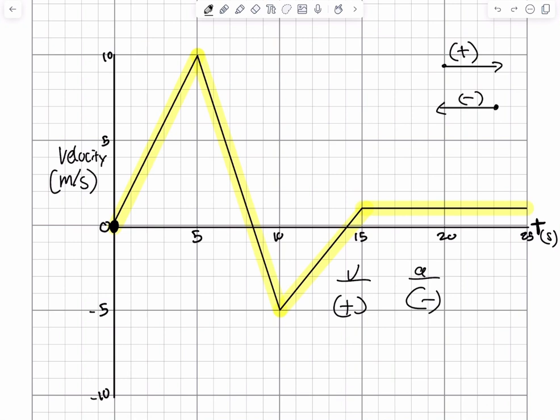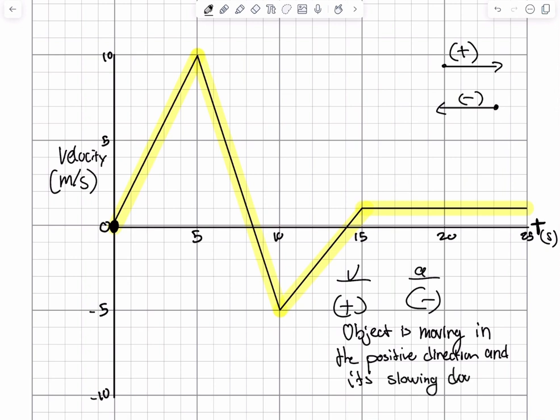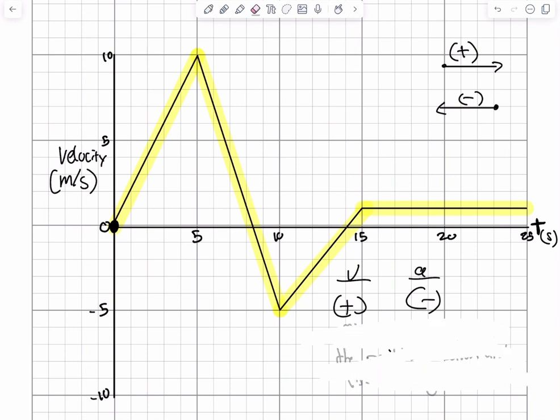So, the object is still moving right, or in the positive direction, and it's slowing down. Okay, let's go to a different combination. Let's keep acceleration as negative, but change the velocity also negative.